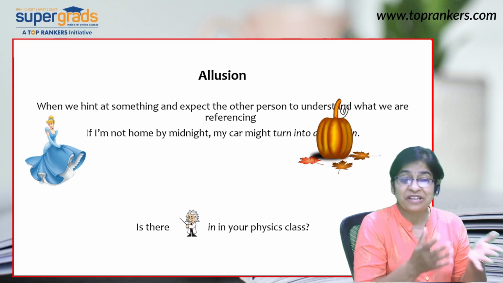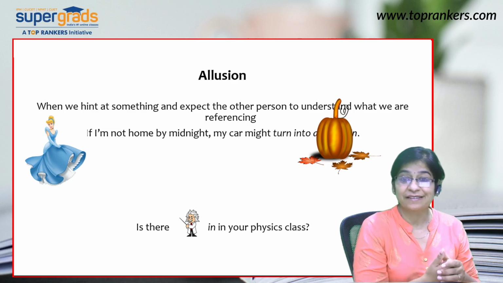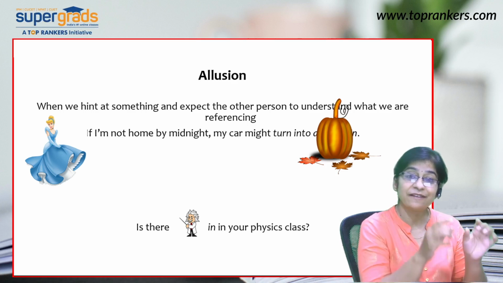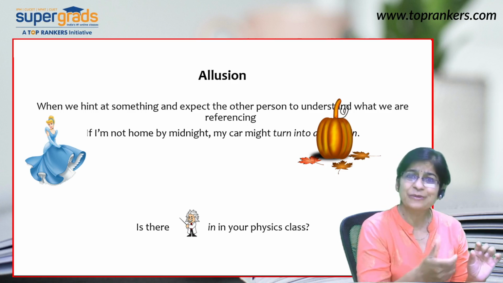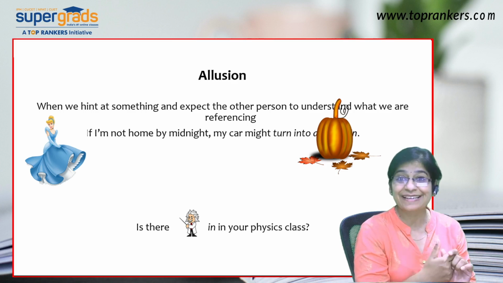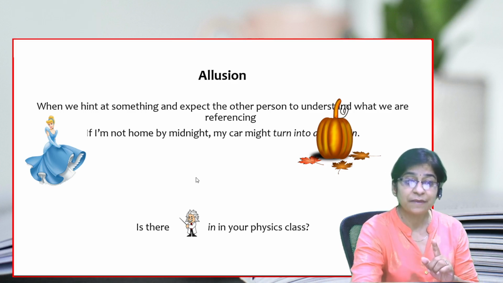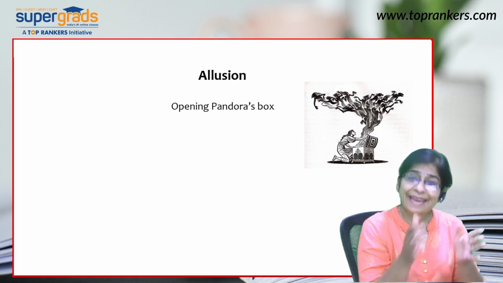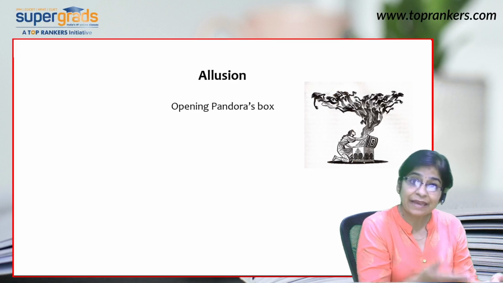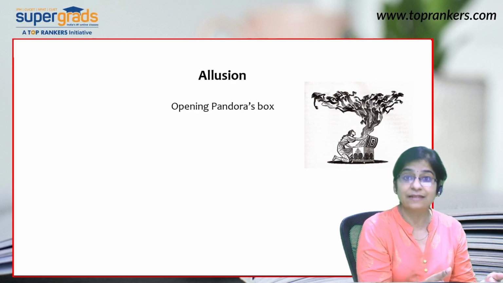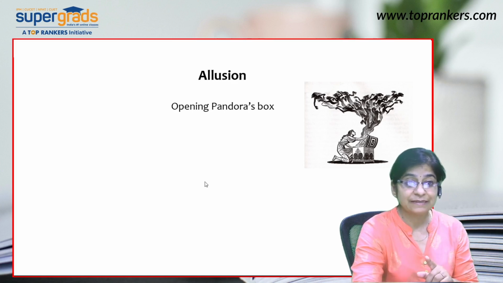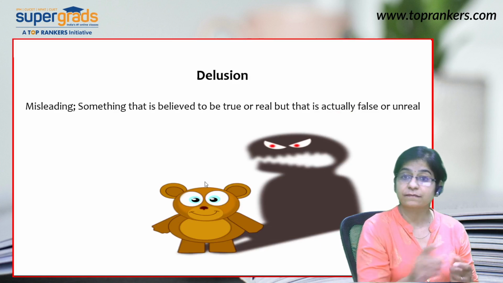Or maybe, is there any Einstein in your physics class? So, what we are trying to say here is that we are looking for somebody who's as good as Einstein in physics. So, allusion simply means that we talk about any popular belief to make the target audience understand what we're trying to say. Now, the next word in the list is delusion.